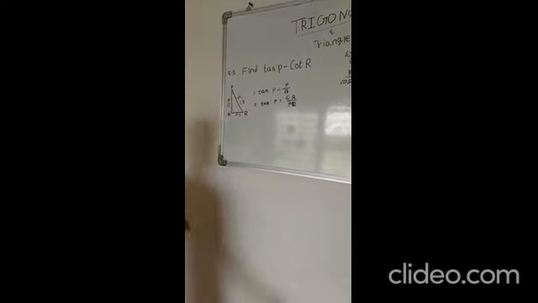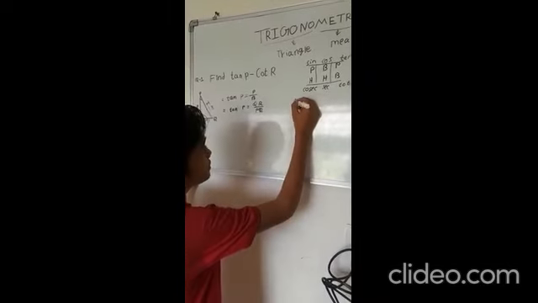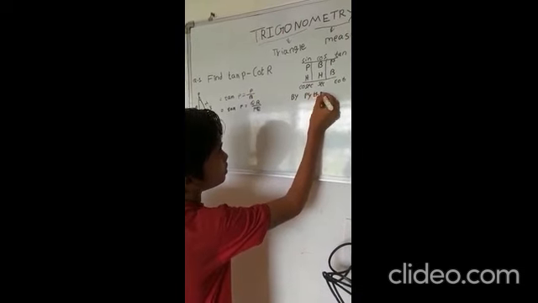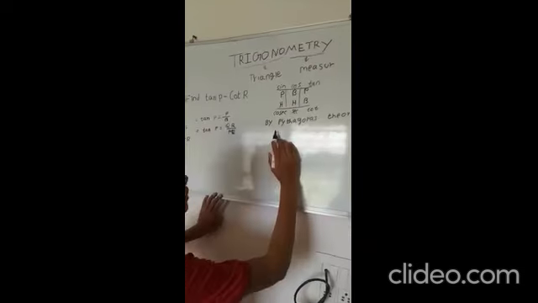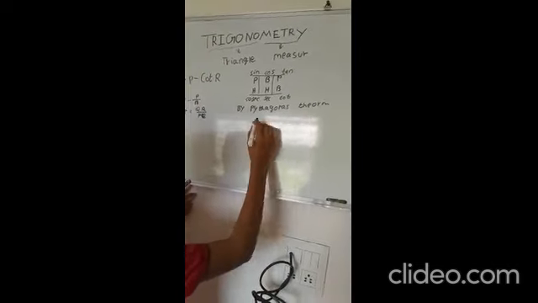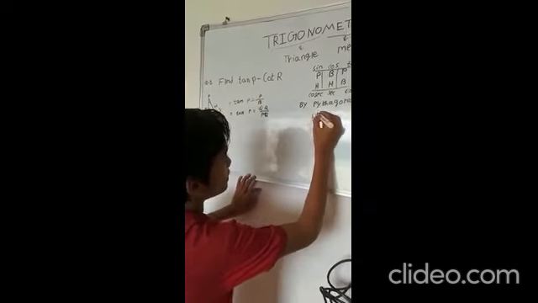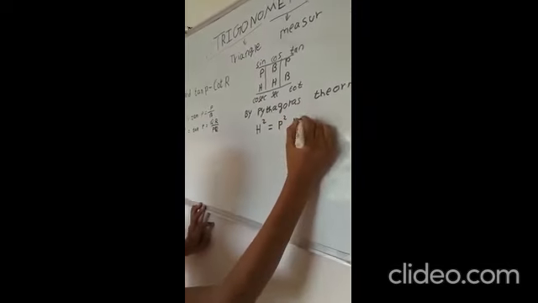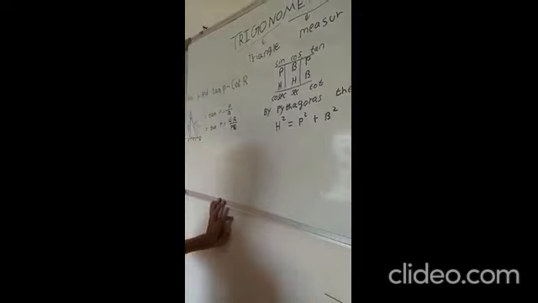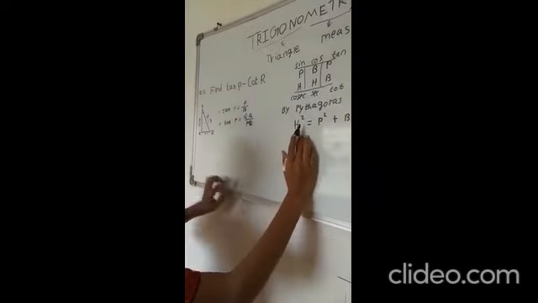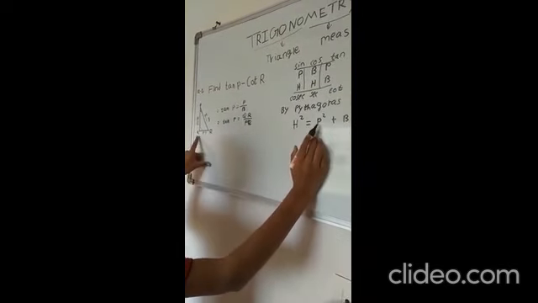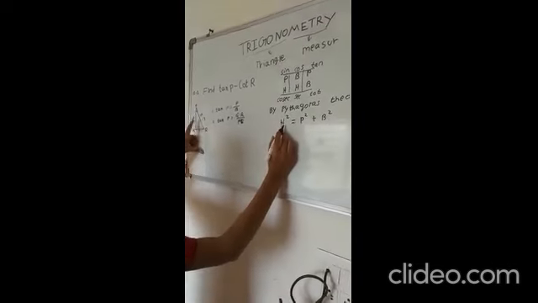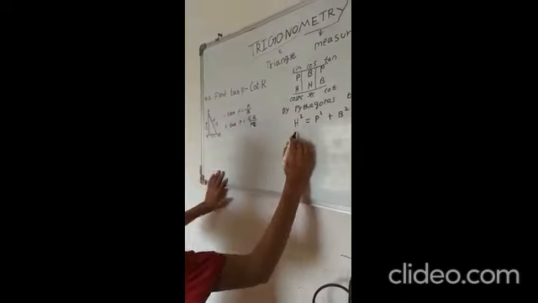First, we can take the Pythagoras theorem. What is the Pythagoras theorem? Pythagoras theorem is H square is equal to P square plus B square. What is H? H is hypotenuse. What is P? P is perpendicular. And what is base? Base is QR. What is H? H is hypotenuse.